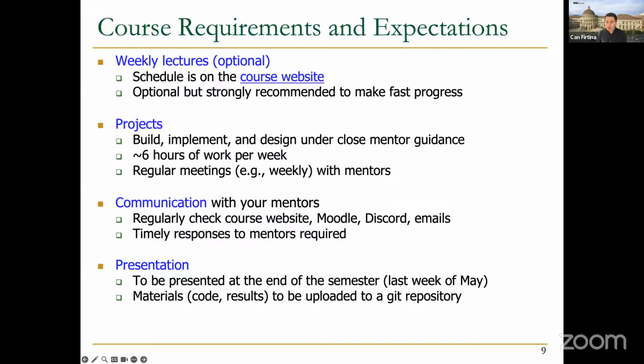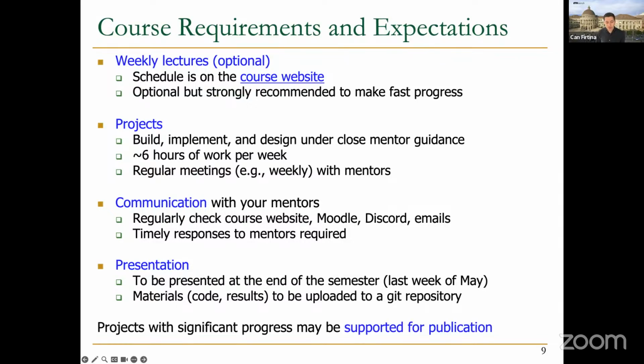As I mentioned, at the end of the semester, you're going to be presenting the project that you worked on, and also you're going to be presenting your progress, the results, for example, that you gathered. And this will happen in the last week of May at the end of the semester. So you're also going to be submitting your materials, for example, the code, if any, and the results, uploading them to some repository. We will provide all these details later on throughout the semester.